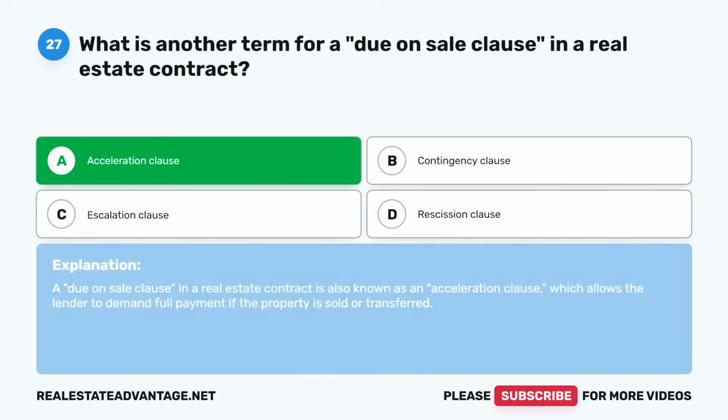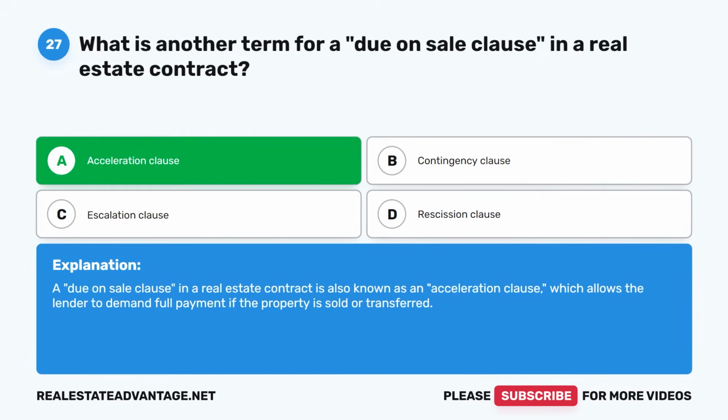Acceleration clause. A due on sale clause in a real estate contract is also known as an acceleration clause, which allows the lender to demand full payment if the property is sold or transferred.